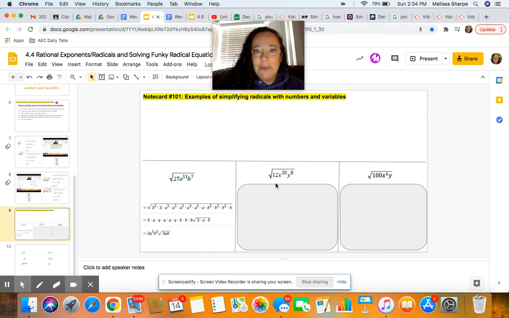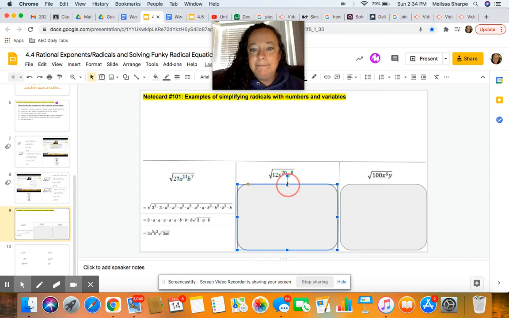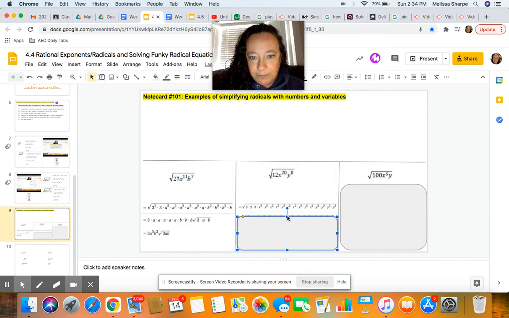All right, look at this one. Square root of 12, x to the 20th, y to the 8th. I'm not writing out 20 x's. I'm not. 12 is going to be 4 times 3. No, it's not. 12 is going to be 2 times 2 times 3. And then, let's think about it. Where did the work go? Oh, look at that. So 2 times 2 times 3.